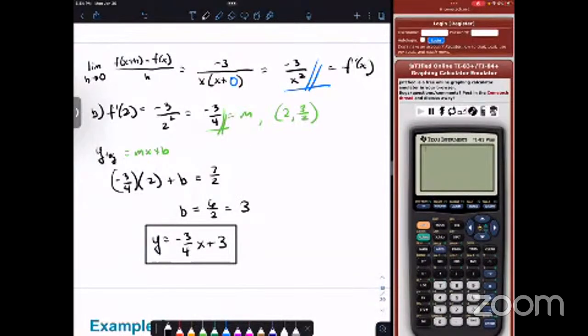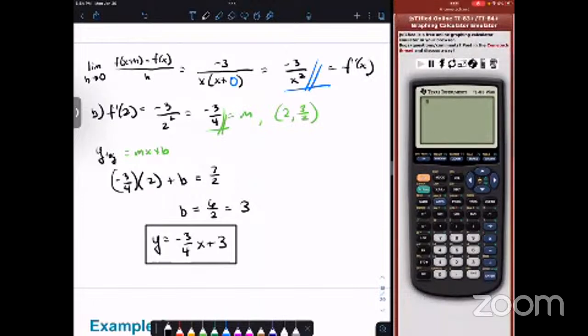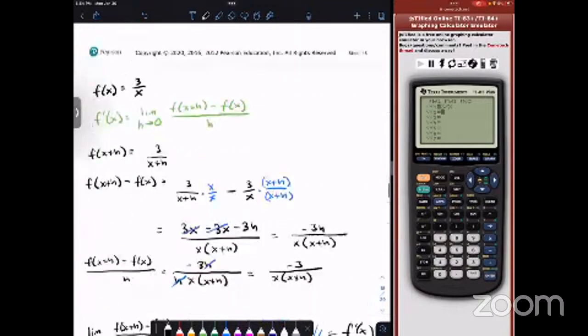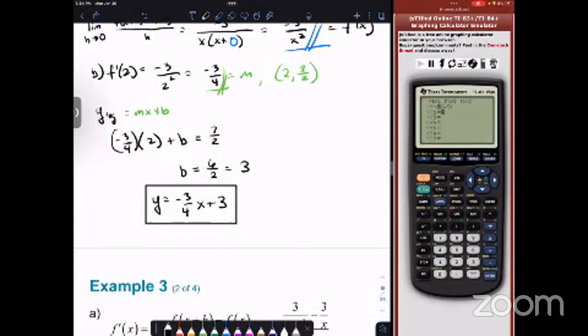Okay, so the original, let's graph that. We're going to go to y equals, and we're going to put 3 over x. We get this, so that's the original. I want to change the graph style to dots so that the asymptote is not displayed incorrectly. But my tangent line, I'm going to let that one be solid. And the tangent line that we got was y equals -3/4 x plus 3.